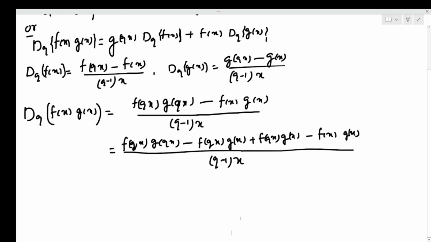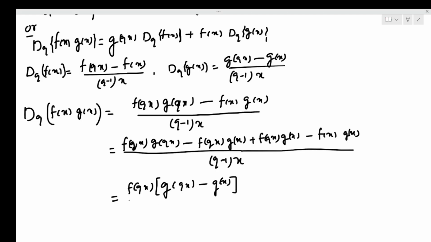Now next we will solve this one. In the first two terms, we take f of qx common, and what remains is g of qx minus g of x.